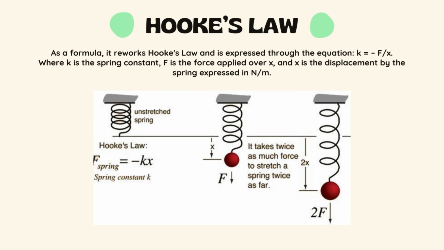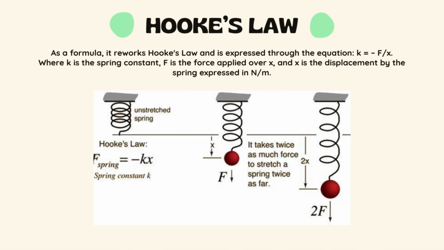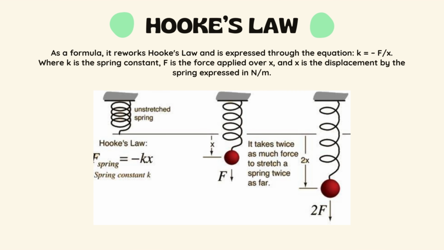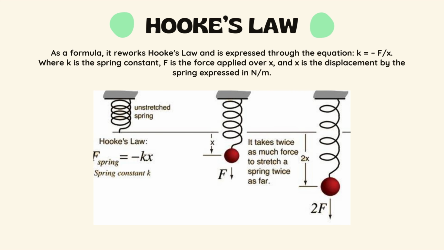So, what is Hooke's law? As a formula, it is expressed through the equation k equals negative F over x, where k is the spring constant, F is the force applied, and x is the displacement of the spring, expressed in meters.